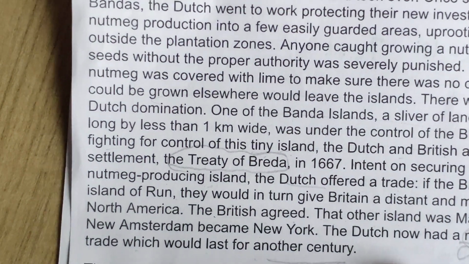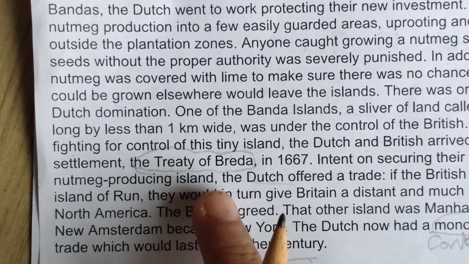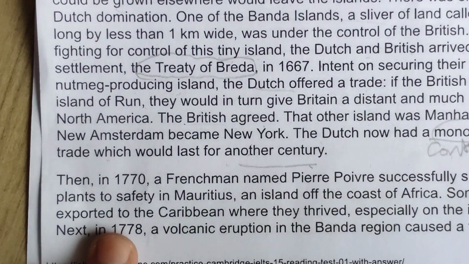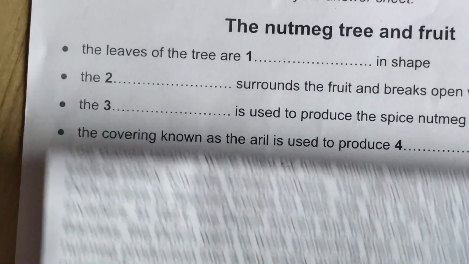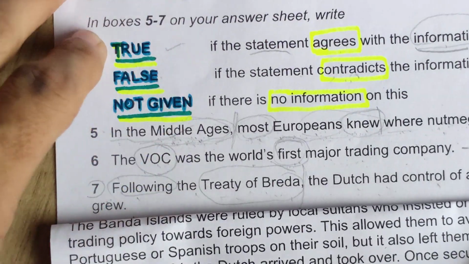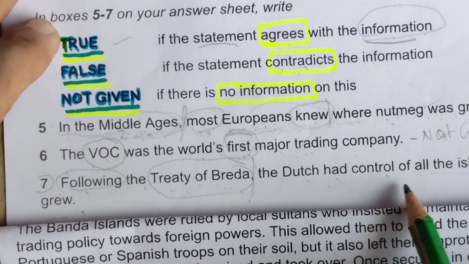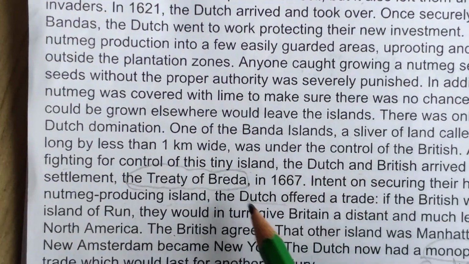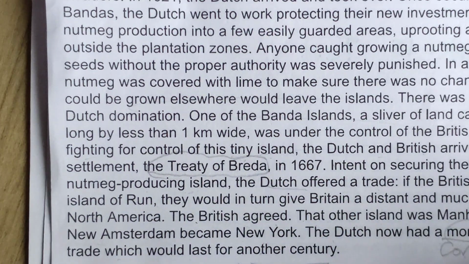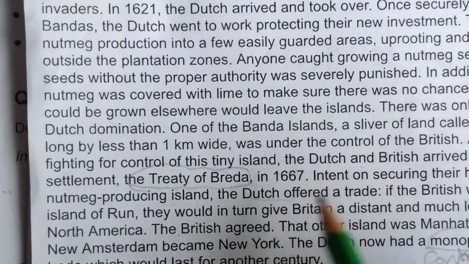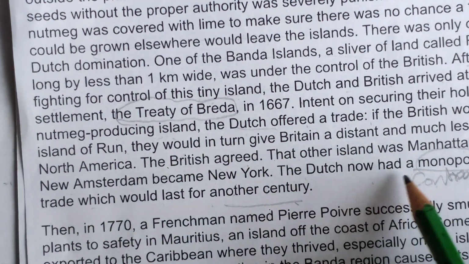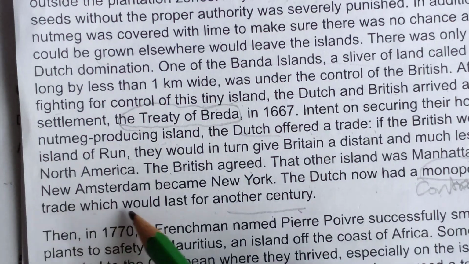So what do you think about this statement? Now you must have understood. The Treaty of Breda is there, control is also there, the Dutch had control. So it is given like that in the statement. Following the Treaty of Breda, the Dutch had control of all the islands where nutmeg grew. Securing their hold on every, and every means all, all nutmeg producing islands. The Dutch offered a trade. The Dutch now had a monopoly over the nutmeg trade.